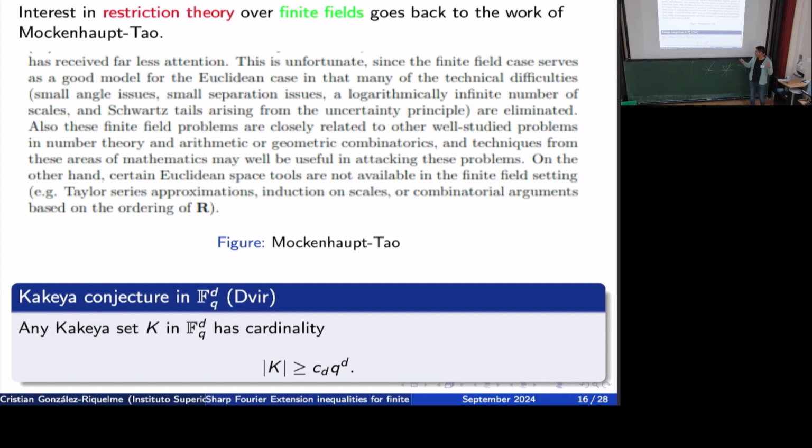Dvir was the one that managed to solve this, to prove that in general it should be a big set. And he introduced a tool called the polynomial method, that was also very useful afterwards in many problems in harmonic analysis. So that's an example of a result that comes from the finite field case, that later had some applications in more Euclidean settings.